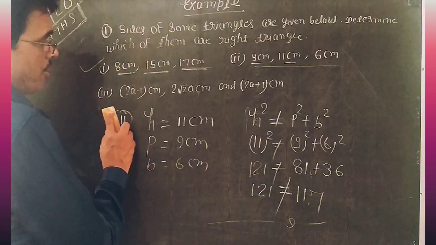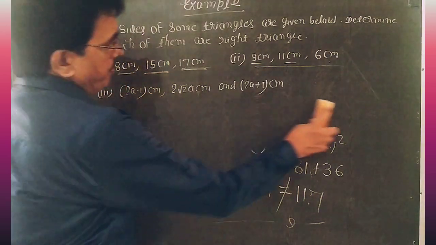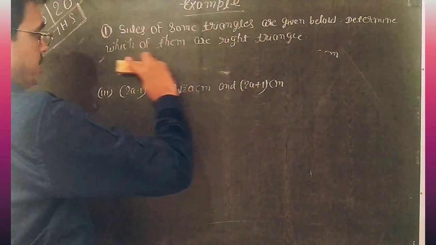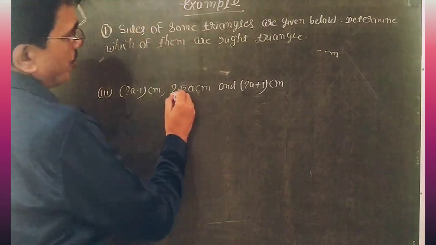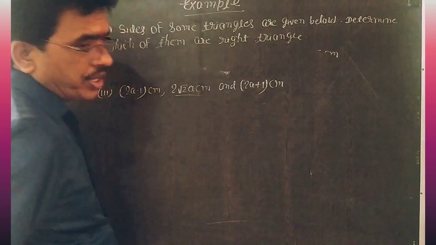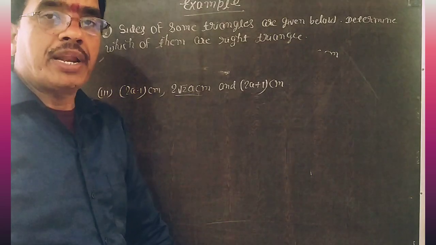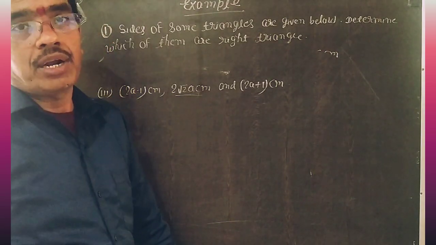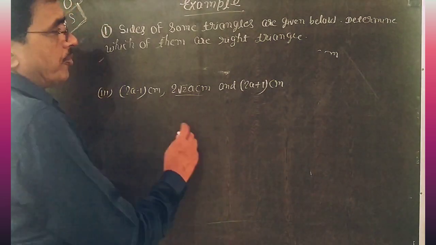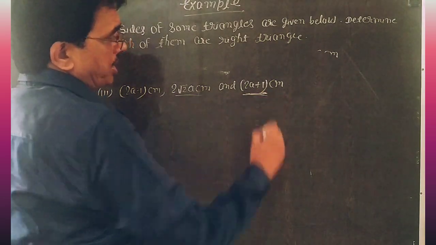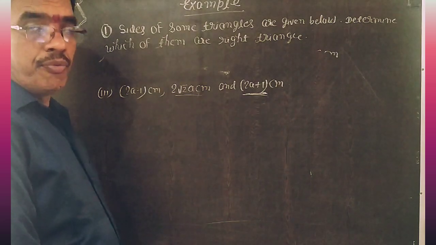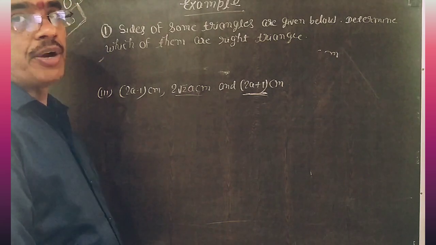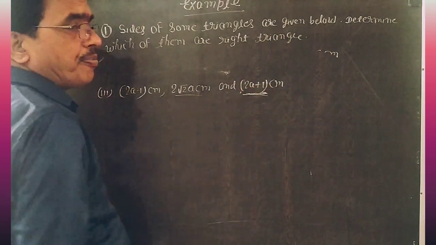If your question is given in algebraic form, like 2a minus 1, 2 root 2a and 2a plus 1, here is the problem: variable terms a, b, c, x, y, z are given and we cannot say which is greater. So in this type of question, the last part is always called the hypotenuse. When it is not given in numerical form but in algebraic form, then the last term is the hypotenuse.